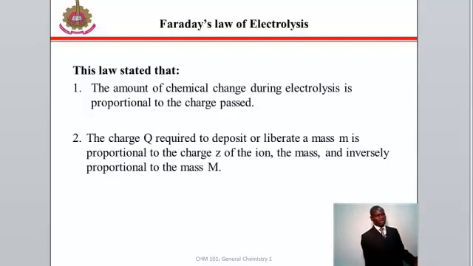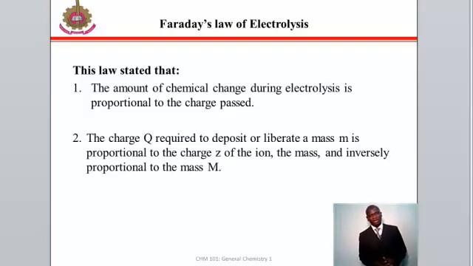The first law is talking about the relationship between the mass liberated or deposited and the quantity of electricity that is passed to the electrolyte. It states that the mass of an element liberated or deposited during electrolysis is directly proportional to the quantity of electricity that is passed through the electrolyte. In other words, it's a relationship between the mass and the quantity.